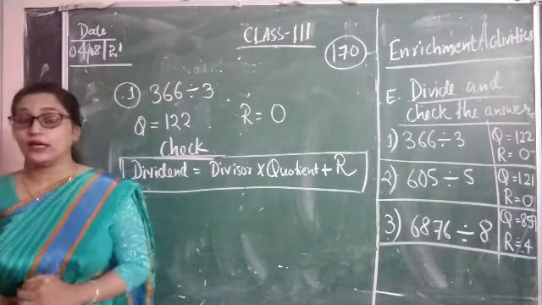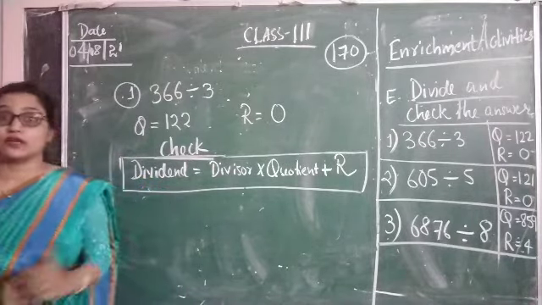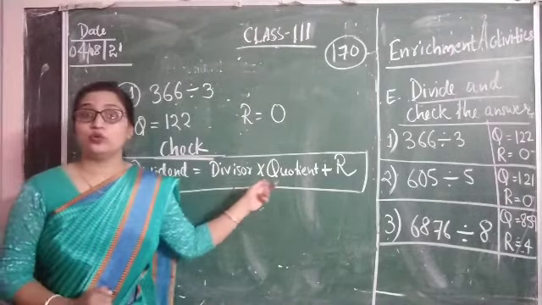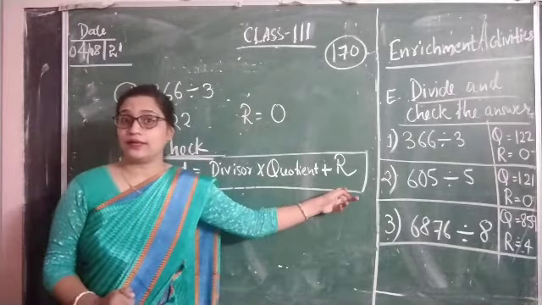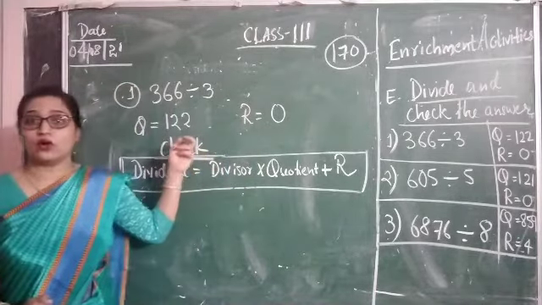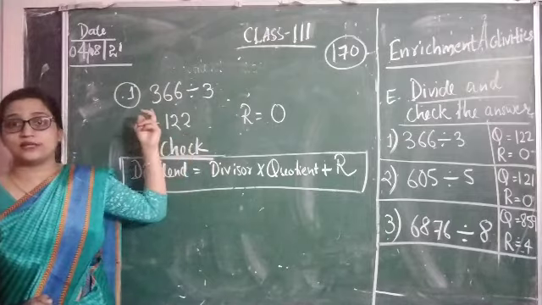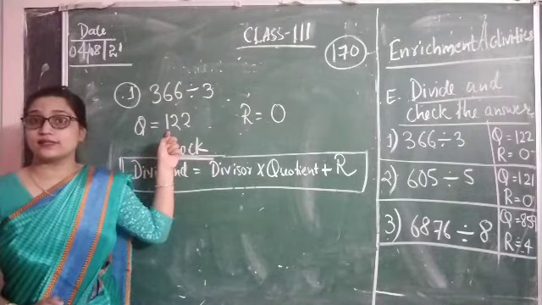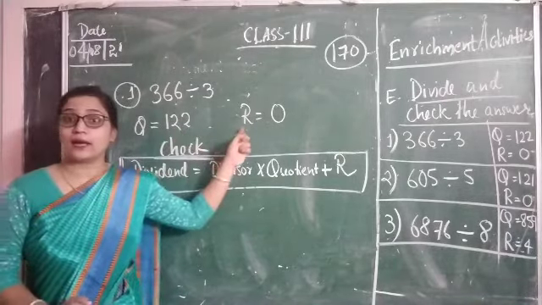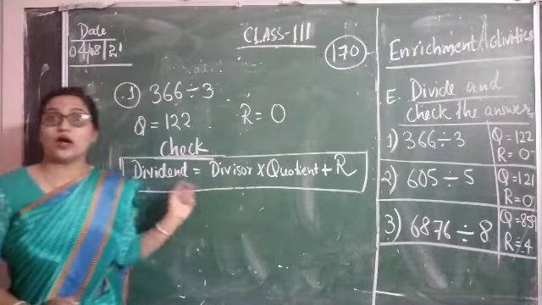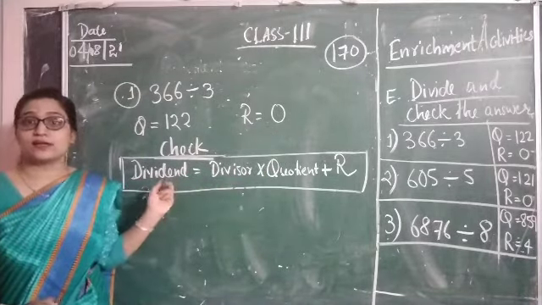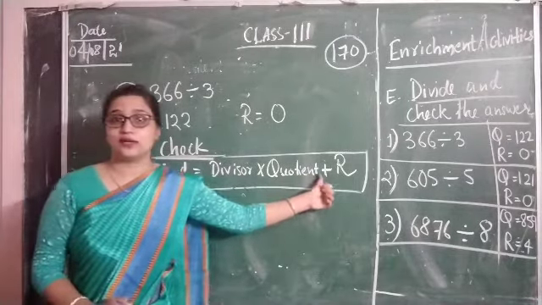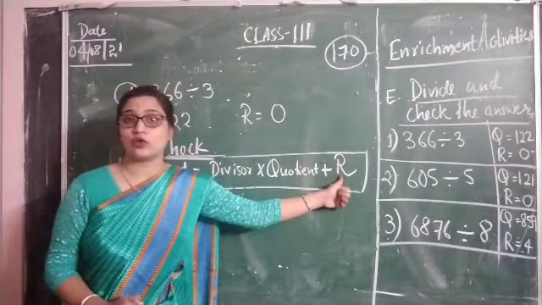Okay, so for checking the division sum, you have to know one formula, that is dividend equal to divisor into quotient plus remainder. Okay, the answer we already know. The answer of this question, 366 divided by 3, is quotient 122 and remainder 0. Okay, now our formula for the checking process is dividend equal to divisor into quotient plus remainder. This R is for remainder.